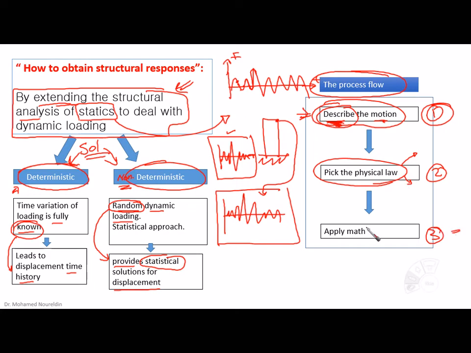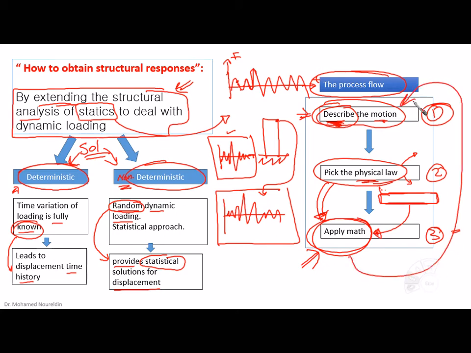And then the last step is how to transfer what we have understood physically to be understood mathematically. So we are going to apply what we call mathematics. We have a physical law that is going to give us a kind of equation, for example. This equation needs to be solved. So we're going to apply our math skills in order to find a solution for the motion that we have already described. Okay, so in this slide we have discussed what the types of the solution are, whether it is deterministic or non-deterministic, and what the process flow is in order to obtain the solution.